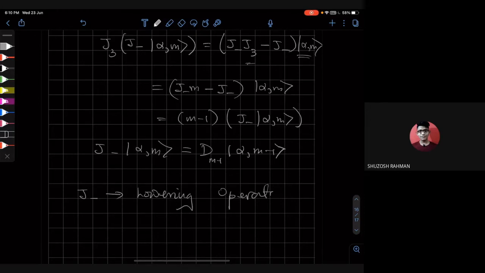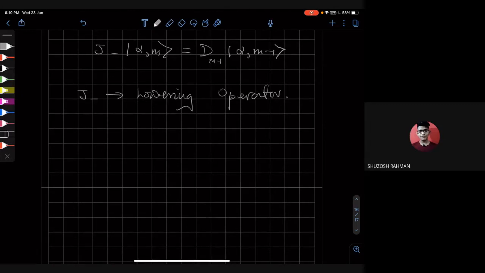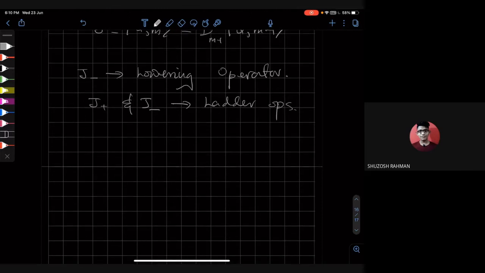So the j plus and j minus are the ladder operators. Exactly. So j plus and j minus together are known as the ladder operators, because they move the system up and down the ladder of eigenvalues. If you start with, say, the j3 eigenvalue m, you can go up the ladder one step at a time by using j plus, or you can go down the ladder one step at a time using j minus.